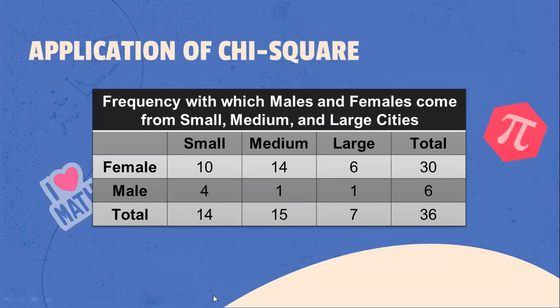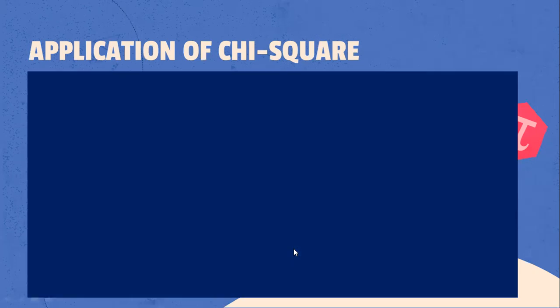Let's now try to apply chi-square on this given example. Frequency with which males and females come from small, medium, and large cities. For female, there are 10 who came from small cities, 14 medium city, 6 large city. For male, there are 4 small city, 1 medium city, and 1 large city. We have 36 total respondents.